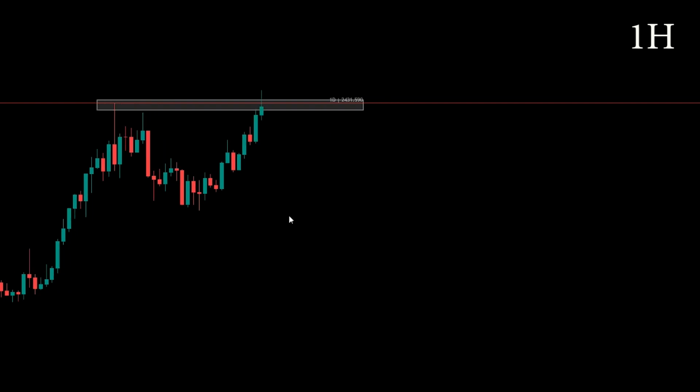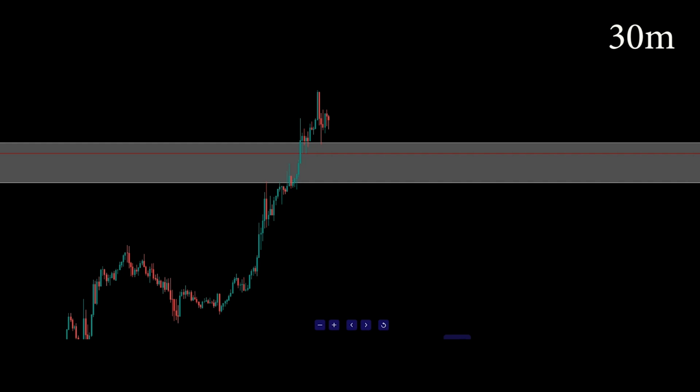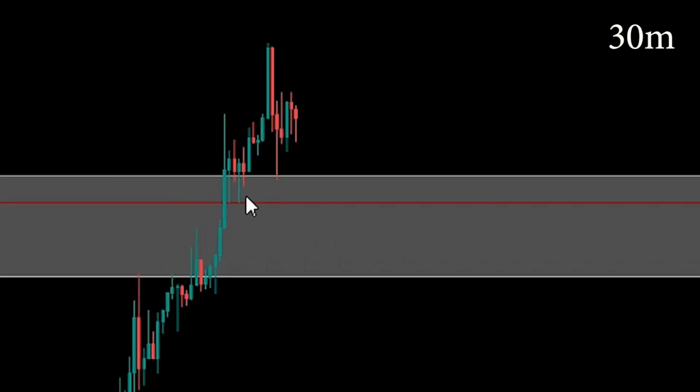Step 2. Once the price reaches this level, switch to the 30-minute time frame. In this time frame, draw the last trend line you can see for the price.